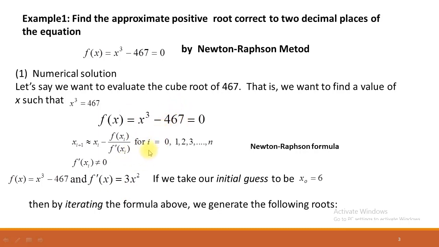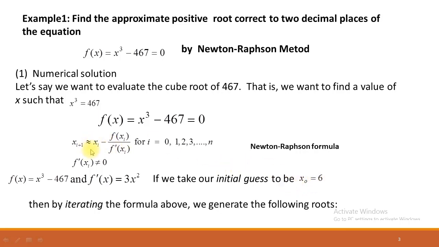Now the Newton-Raphson formula for the roots of a nonlinear equation is given by x_{i+1} equals x_i minus f of x_i divided by f dash of x_i, where f dash at x_i does not equal 0. This formula works for i equals 0, 1, 2, 3 up to n iterations. Now to find roots by this equation, choose an initial value x naught. Suppose we choose x naught equals 6.